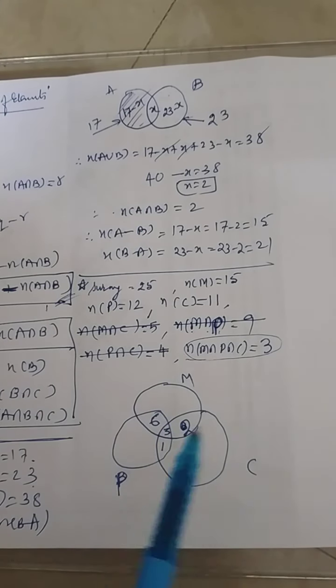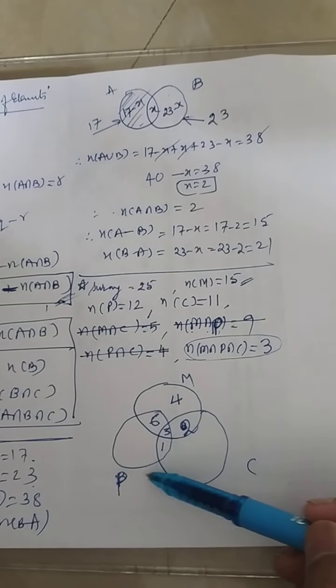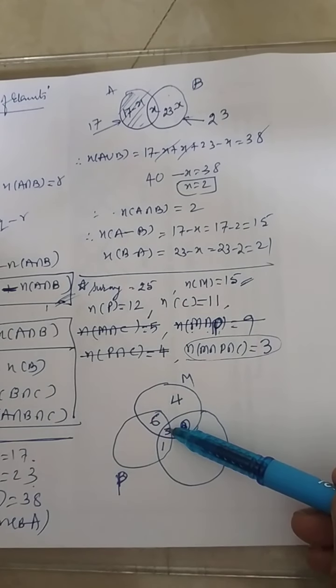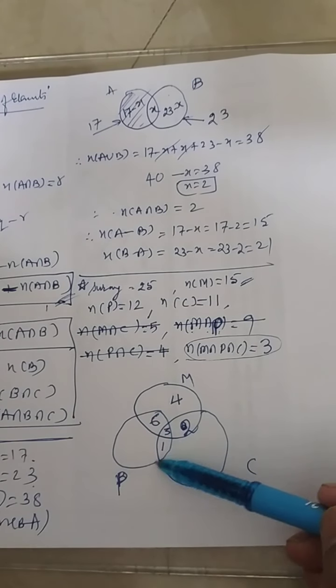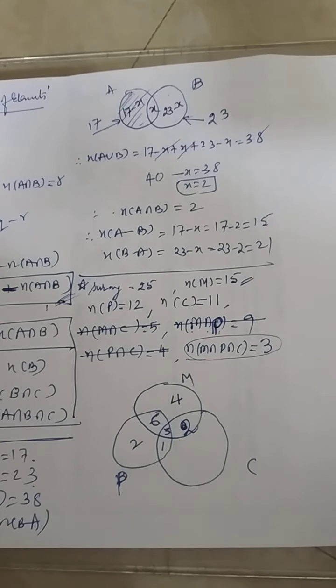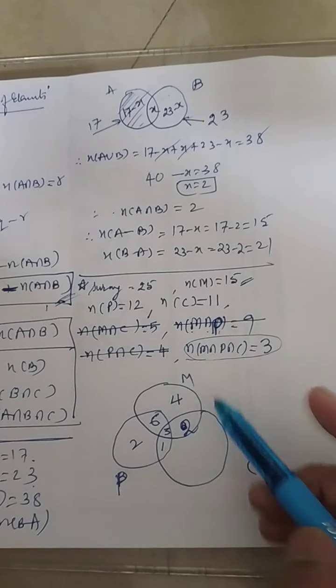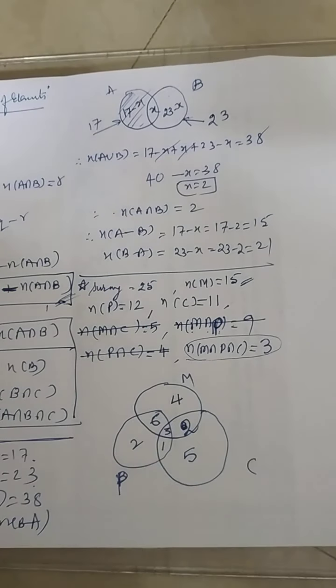But the number of maths students given is 15. 11 is over, so 4 will come. Now C is the physics. 6 plus 3, 9 plus 1, 10. In the physics, the problem says 12 is given, so it will be 2. Now chemistry. 3 plus 2, 5 plus 1, 6. 11 is there, so I should write here it is 5.